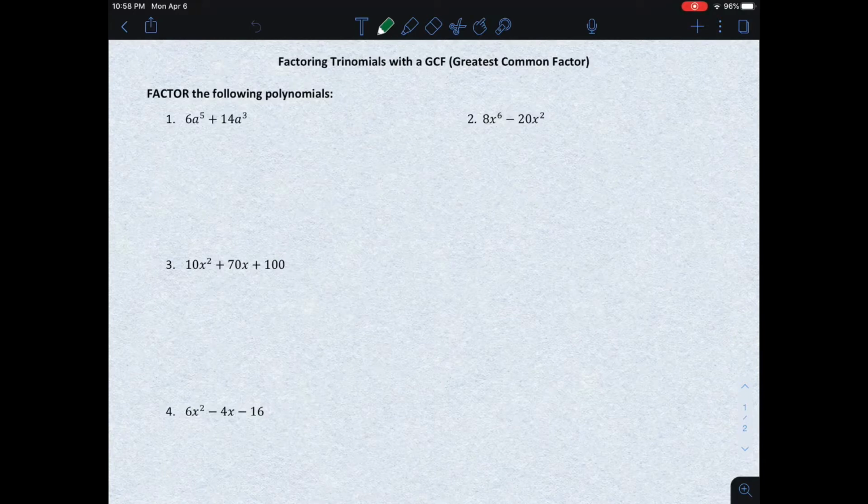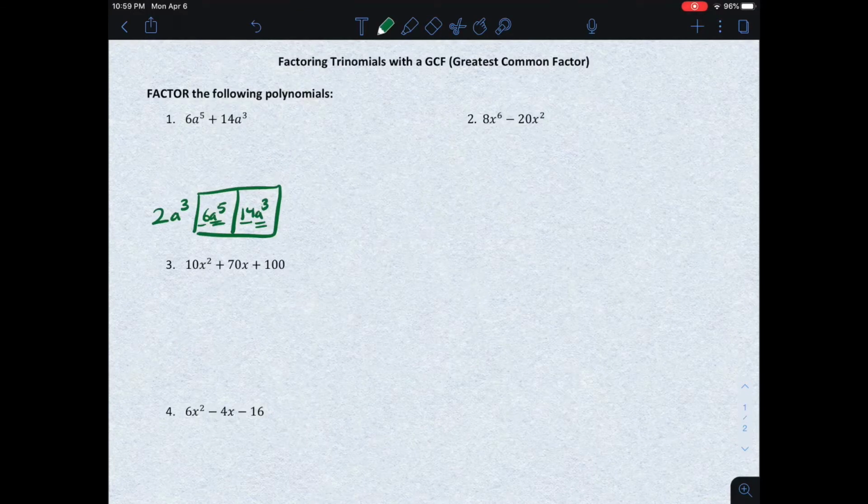Here we have 6a to the 5th plus 14a cubed, and the way we're going to do this factoring is by calculating the GCF. So I'm going to create this rectangular box, and in the first box I'm going to put 6a to the 5th. In the second box I'm going to put 14a to the 3rd power. And then I'm going to figure out what is my greatest common factor. What's the greatest number that divides into both 6 and 14? That would be 2. What's the greatest power of a that divides into a to the 5th and a cubed? You'd always take the smaller power, which is a cubed.